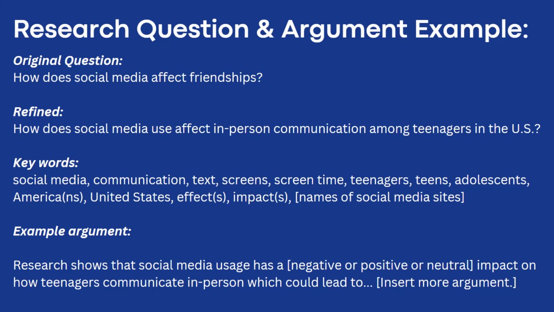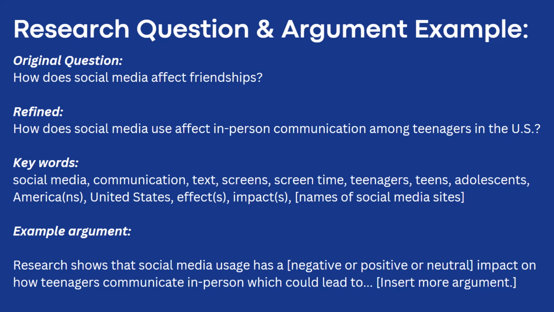The original question the researcher asked was, how does social media affect friendships? Then they narrowed and refined the question to, how does social media use affect in-person communication among teenagers in the United States? Maybe they decided they wanted to look at in-person communication as one aspect of a relationship dynamic, and then they narrowed down their topic to just look at American teens. Then they started identifying keywords they would need to try. Social media, communication, text, screens or screen time, teenagers, teens, adolescents, America, United States, effects or impacts, and even maybe specific social media outlets to see if there were any surveys or data collected about specific entities.